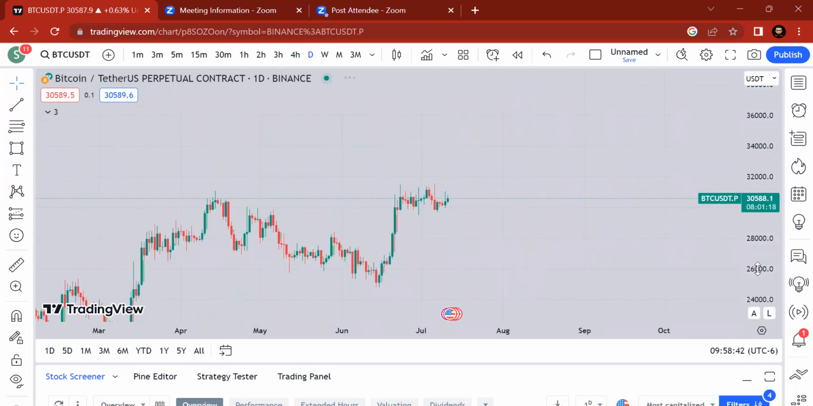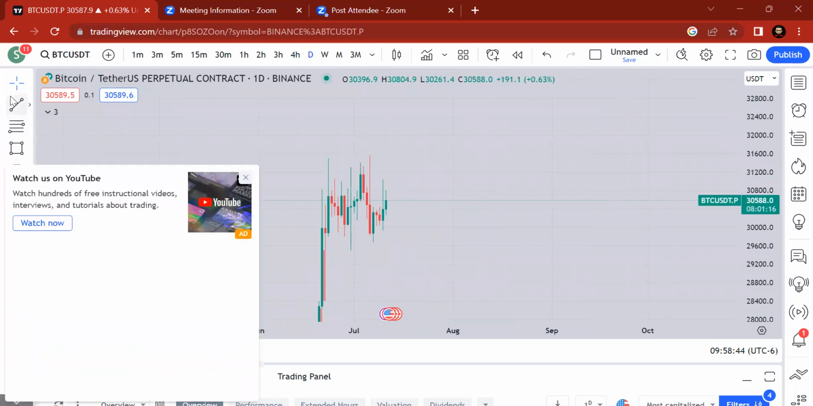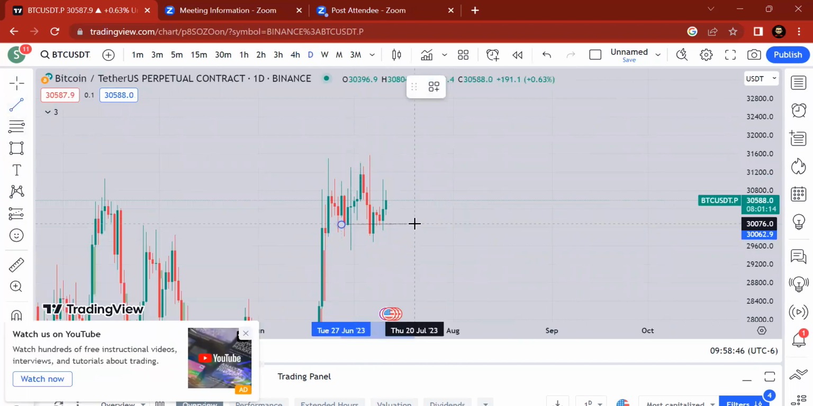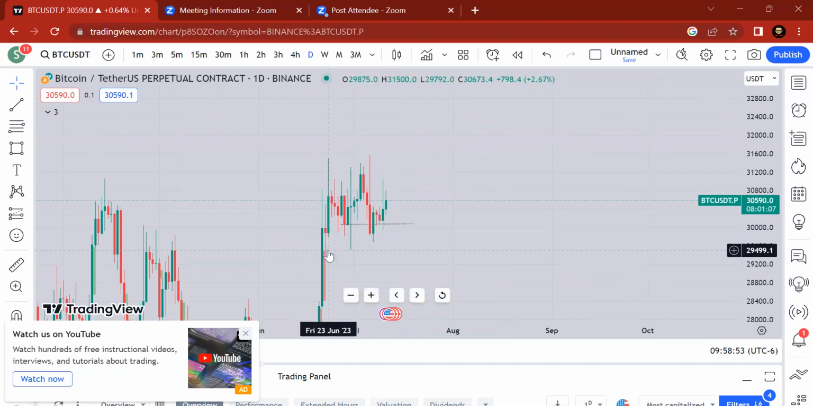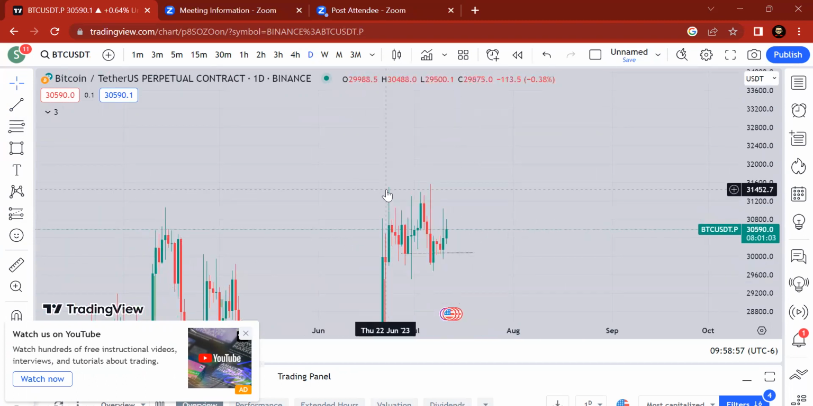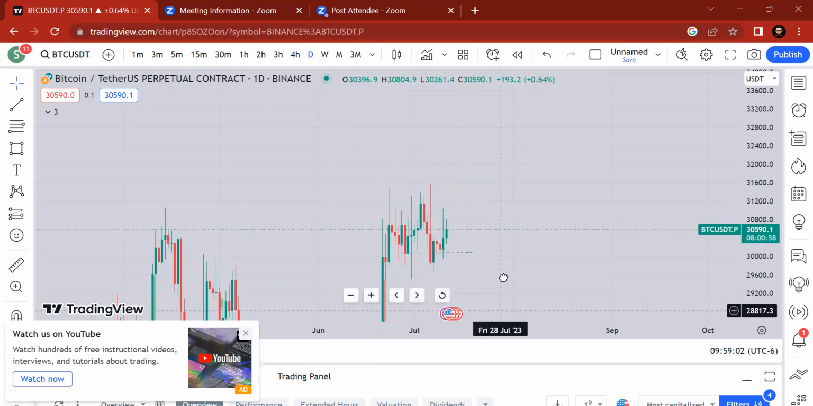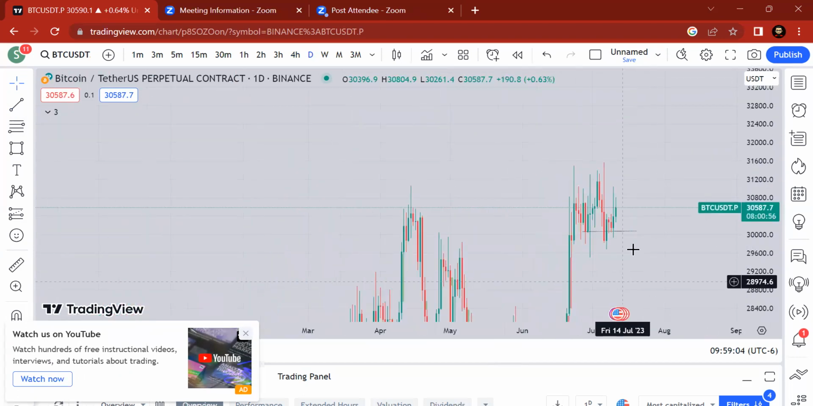Structure says on daily, internal structure is a bit bearish from here. This low is broken down, candle closes, but again reclaimed and it is going good. Equal lows are still pending here. This high is taken out already. So I'm expecting a bit of downward, then it goes upward.